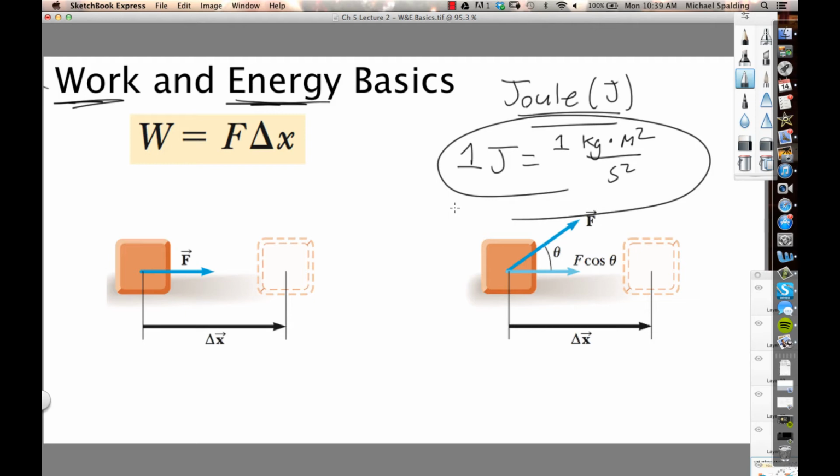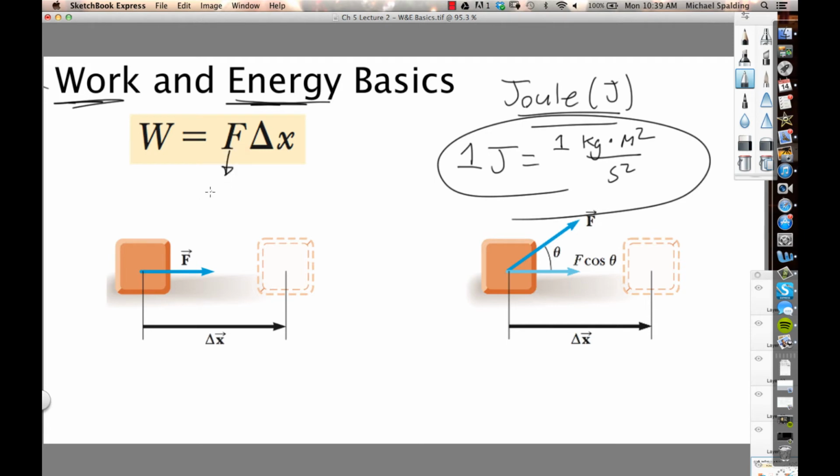But look, there's an easy way. You can always figure it out. You don't have to necessarily hardcore memorize it, because you could figure it out from any equation that's work or energy. So for example, here we have the basic equation for work. The fundamental basic equation for work is force times displacement.